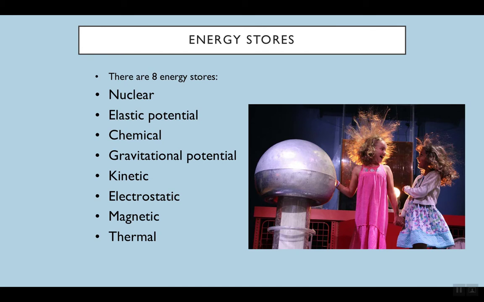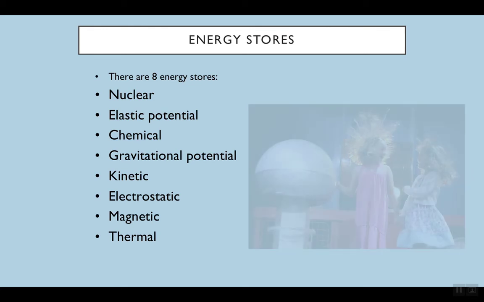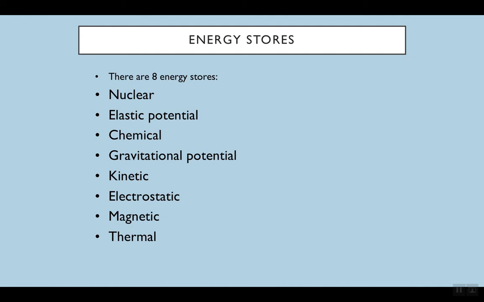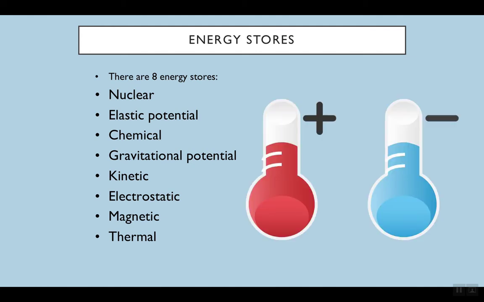Electrostatic is the energy in objects that have charge, where they could be repelled or attracted from each other. And similarly, magnetic, the energy in objects that are magnetic, and again here, where they could be repelled or attracted to each other. And then finally, thermal. Thermal energy is the vibration of particles in an object, and that gives it its thermal energy.